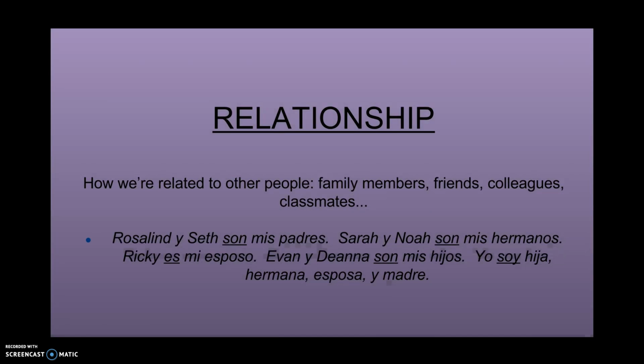Finally, we have R for relationship. And this has to do with how we're related to other people, such as family members, friends, colleagues, and classmates, etc., etc., etc.